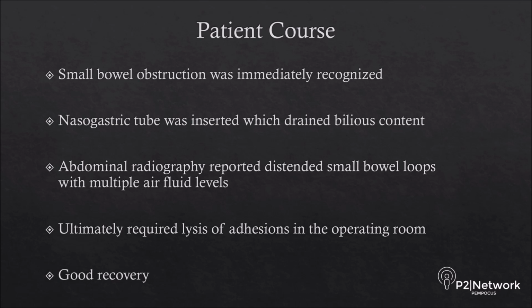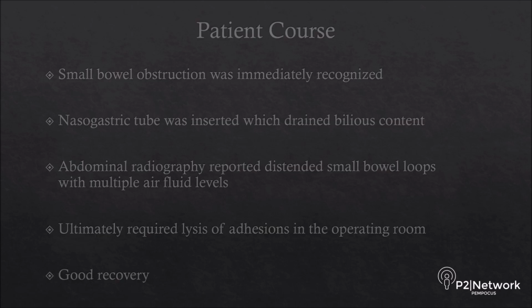A nasogastric tube was inserted which drained bilious content, and the patient received intravenous fluids. Abdominal radiography reported distended small bowel loops with multiple air fluid levels. The patient failed a trial of conservative management and ultimately required lysis of his adhesions in the operating room. He ultimately recovered without complications.